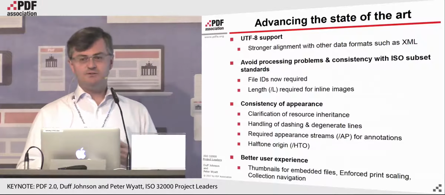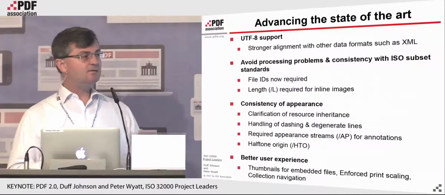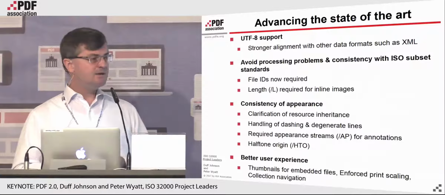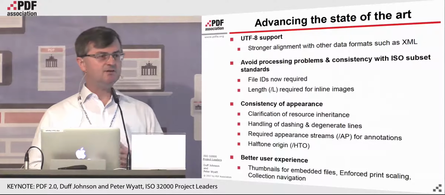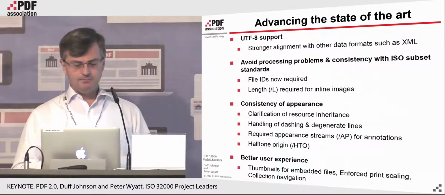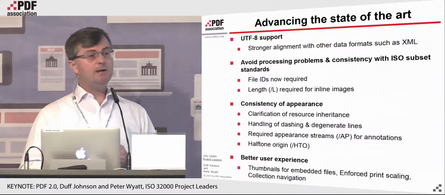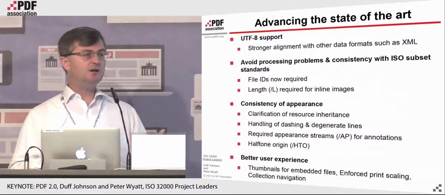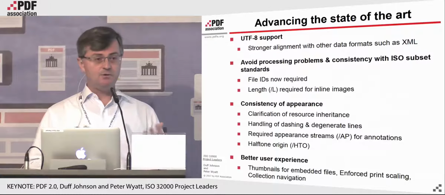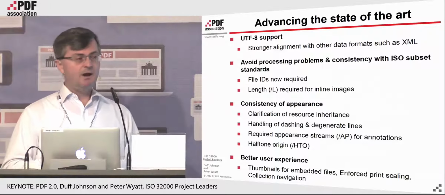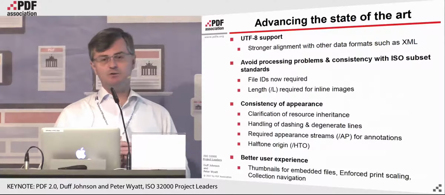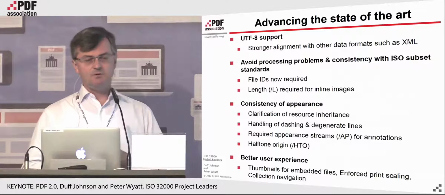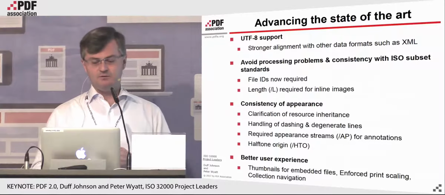In terms of consistency of appearance, we've clarified how resource inheritance should work. The handling of dashed and degenerate lines, there's been lots of discussions there to make sure we get exact appearance. We now require appearance streams for annotations, again, so all processors have an equal chance to show what the document contains. And we have also introduced a new feature called halftone origin for anyone in the printing industry to create the origin for the halftone screens.